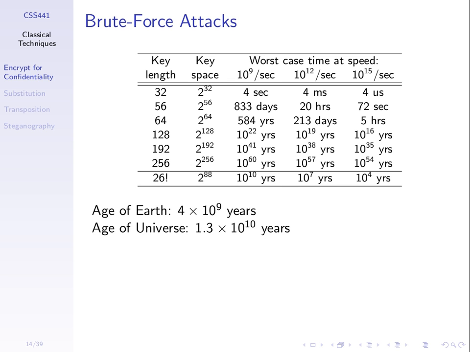Note they are the worst case times. Worst case involves trying all possible keys. Best case, you try one possible key. Average case, you try half. Okay, so average case, you can divide those numbers by 2. Still, doesn't change much when we're talking about 10 to the power of 22 years. Divide by 2 doesn't help the attacker.